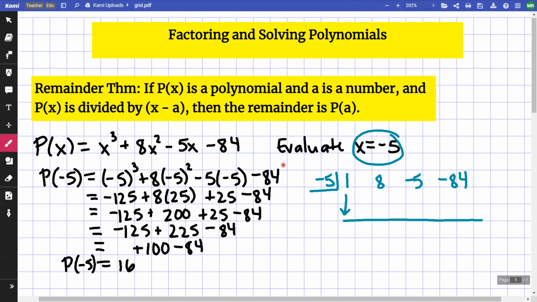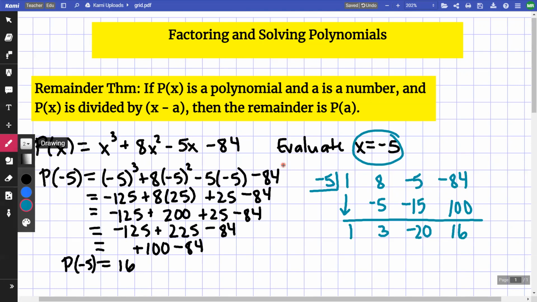Okay, bring down my 1. 1 times -5 is -5. I add, I get 3. 3 times -5 is -15. I add, I get -20. -20 times -5 is a 100. I add, I get a 16. Now, this is my remainder, okay? This right here is considered our remainder.